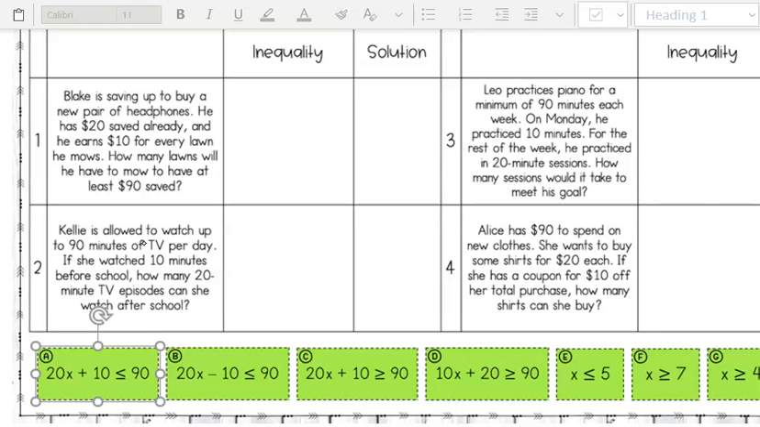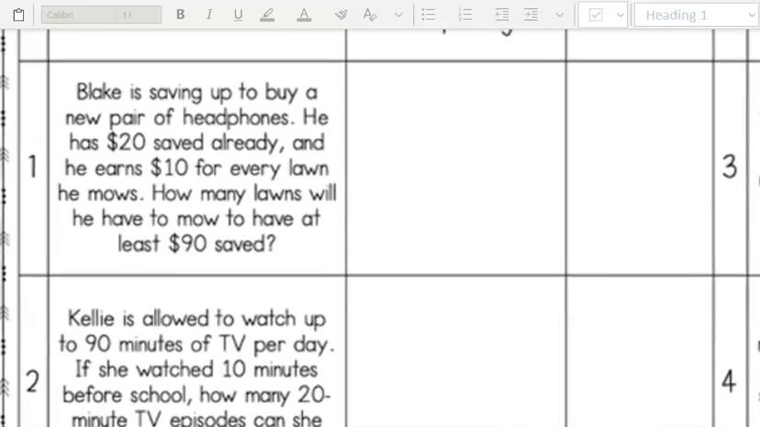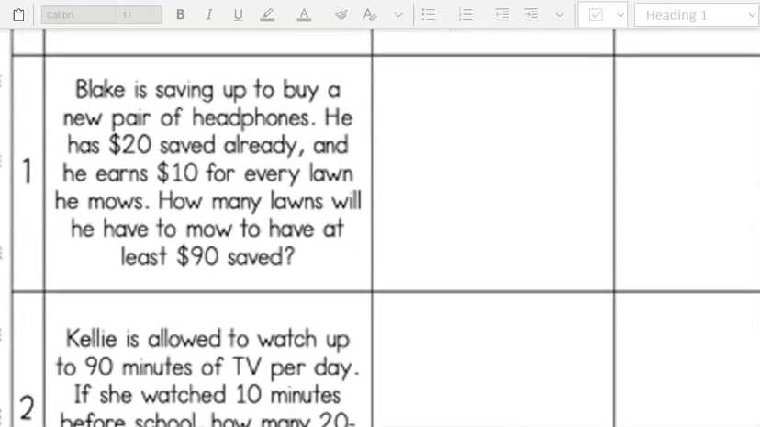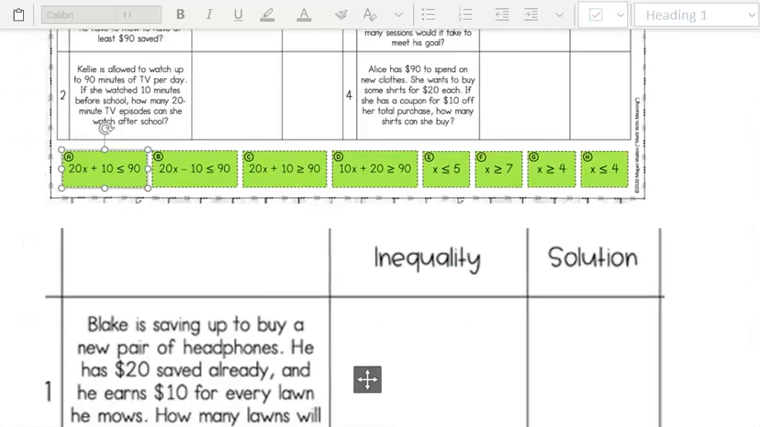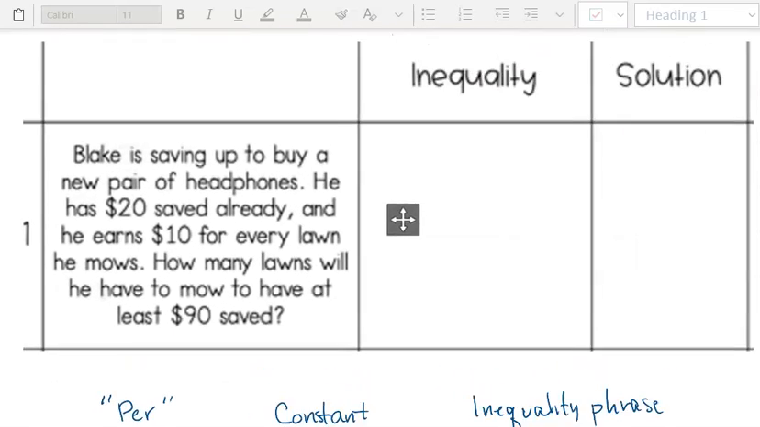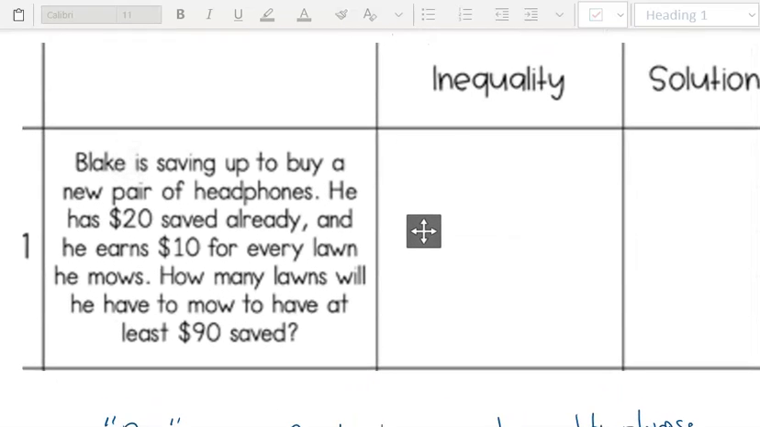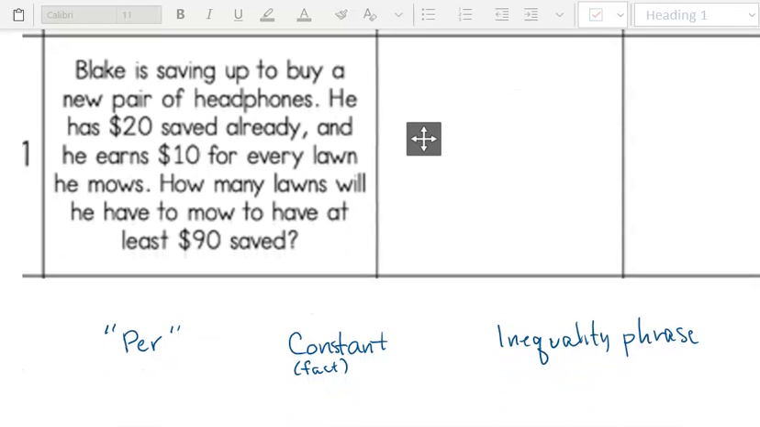So there's two slides in your PowerPoint you're going to do. This first one, I'm going to do number 1 with you. So Blake is saving to buy a new pair of headphones. He has $20 saved already. He earns $10 for every lawn he mows. How many lawns will he have to mow to save at least $90? So there's 3 things that you're looking for. One is the per phrase, and then you're looking for a constant phrase, and then an inequality phrase.